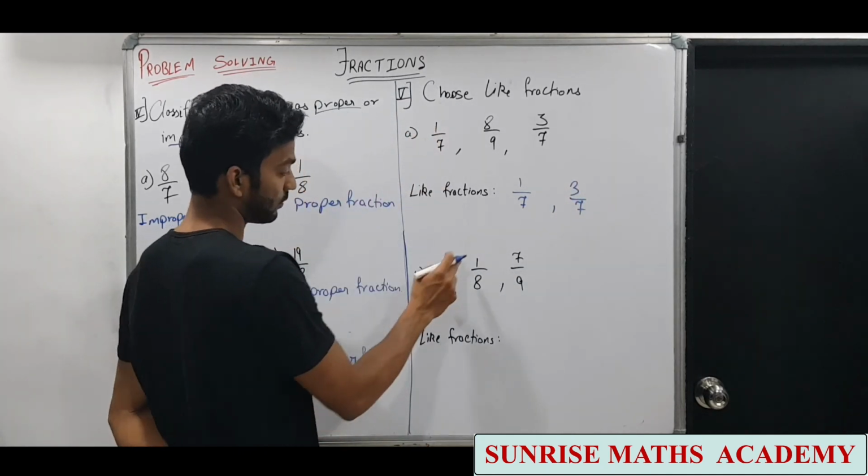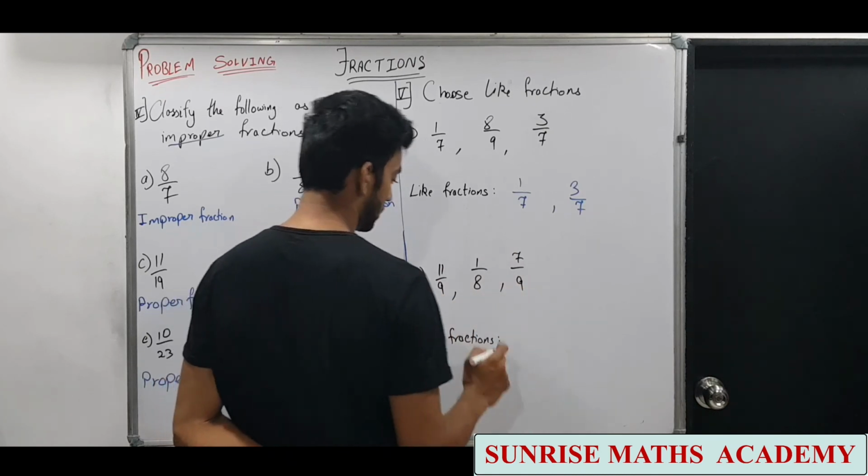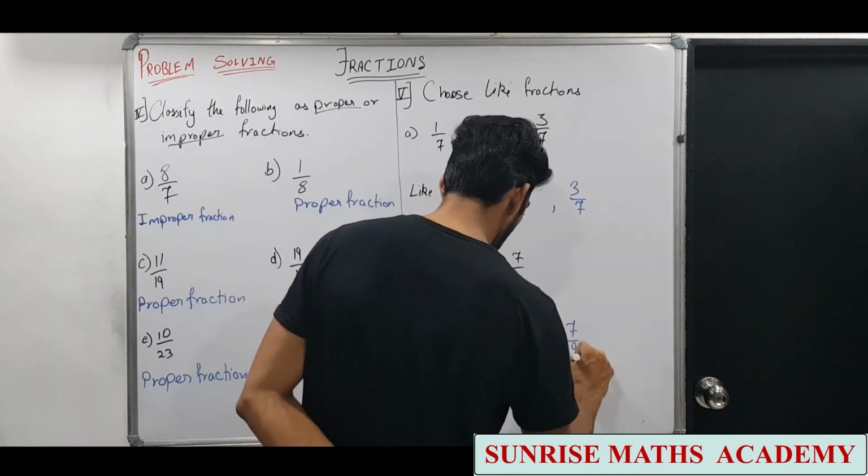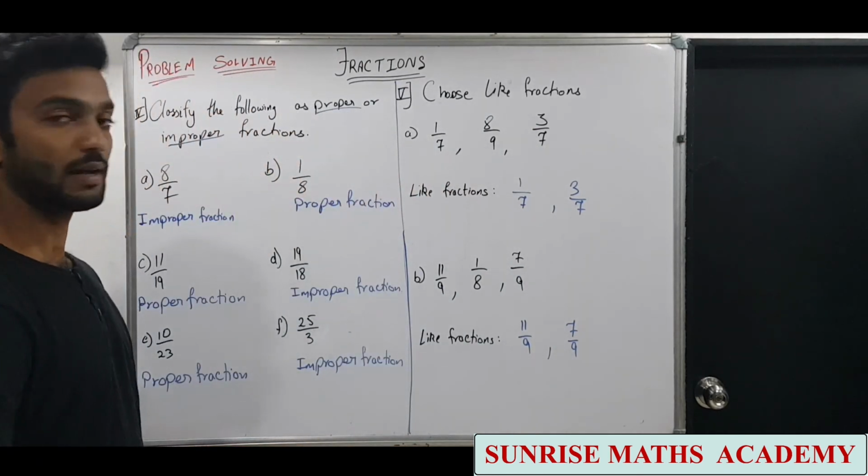Next is 11 upon 9, 1 upon 8, 7 upon 9. These 2 are the same denominator. So 11 upon 9 and 7 upon 9. These 2 fractions are like fractions.